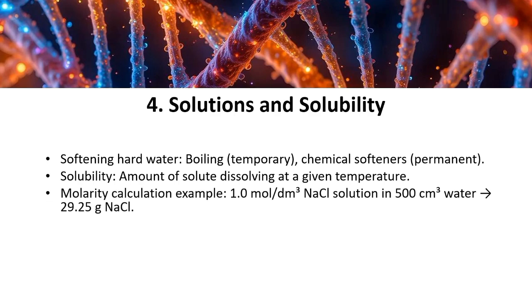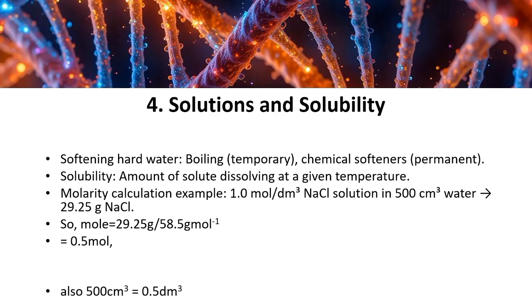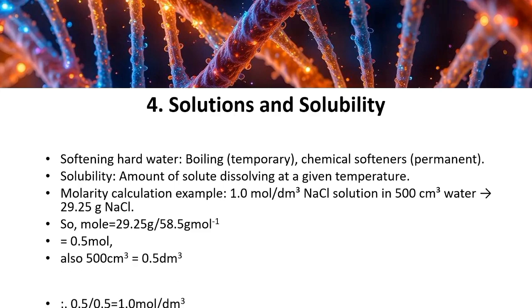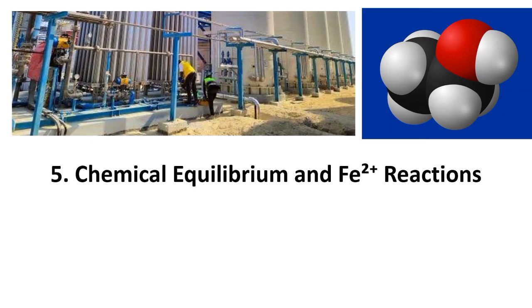To prepare a 1 mole per decimeter cube solution of sodium chloride in 500 centimeters cube of water, the required mass can be calculated using the formula mass equals molarity times molar mass times volume in dm cube, yielding 29.25 gram of NaCl. To obtain a saturated sodium chloride solution, dissolve salt in water until no more dissolves, then filter out undissolved residues.